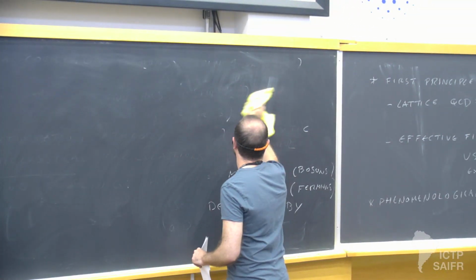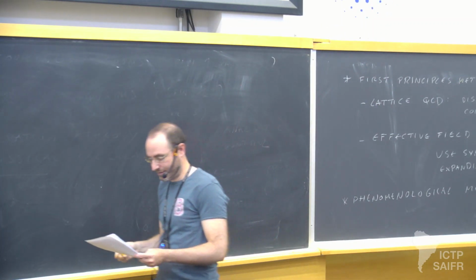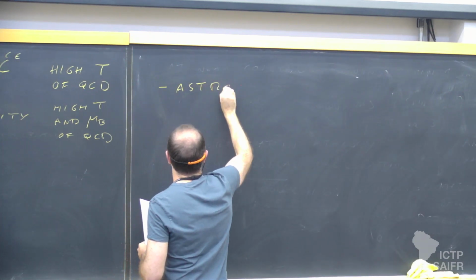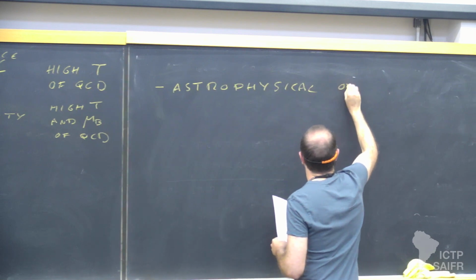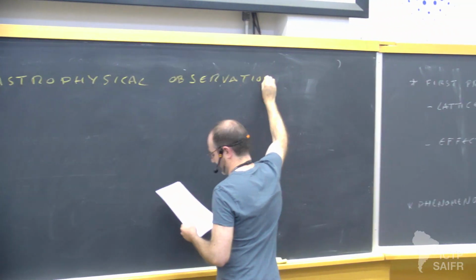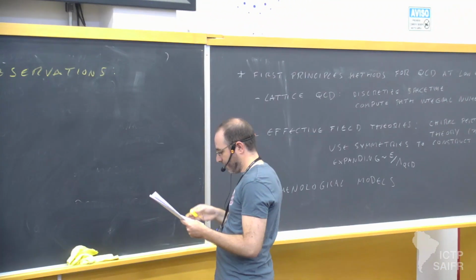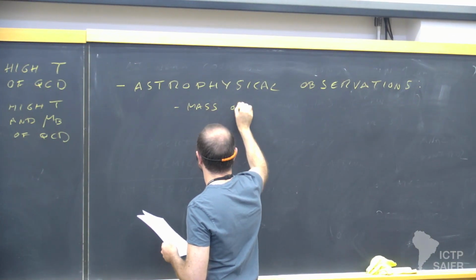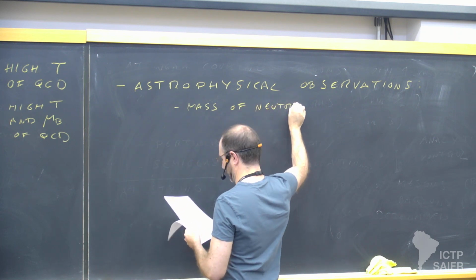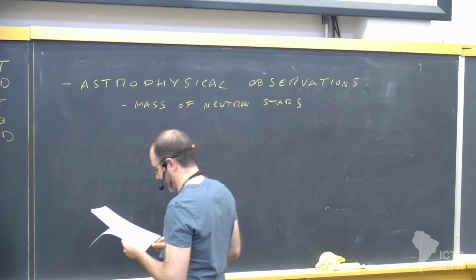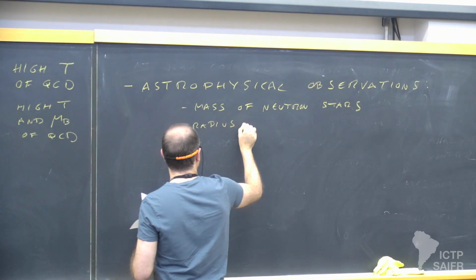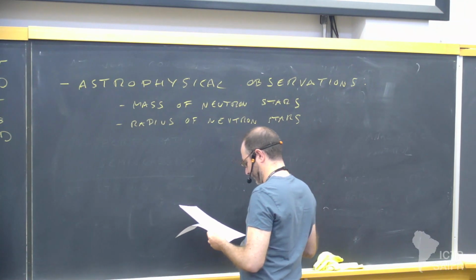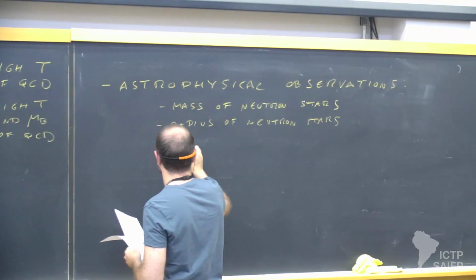Now we have other kinds of experiments, or rather observations, which come from astrophysics. So we also have astrophysical observations. I will explain more how this tells us anything about QCD, but the observations are essentially about the mass of neutron stars, and the radius of neutron stars. And there is another quantity which is called tidal deformability.